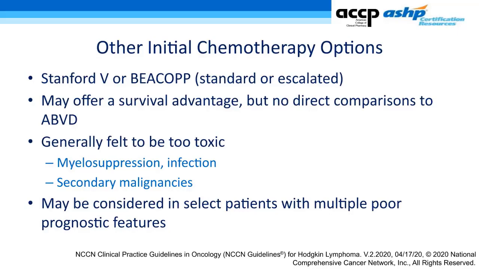They may offer a survival advantage, but there are no direct comparisons to ABVD that we can draw any meaningful conclusions from, other than they are generally felt to be more toxic than ABVD. There's a greater incidence of myelosuppression and infection, as well as secondary malignancies. So according to the NCCN guidelines, these regimens may be considered in select patients with multiple poor prognostic features, but most patients should consider therapy with ABVD as their first-line regimen.